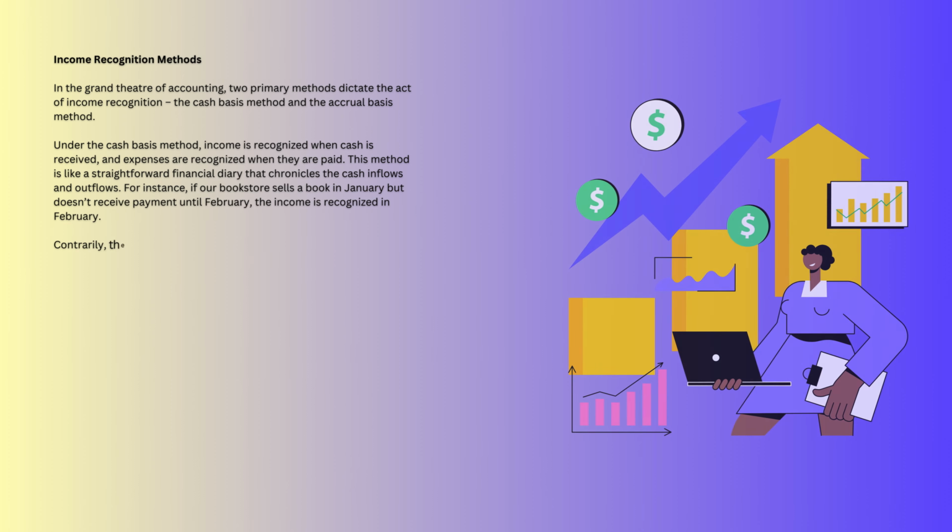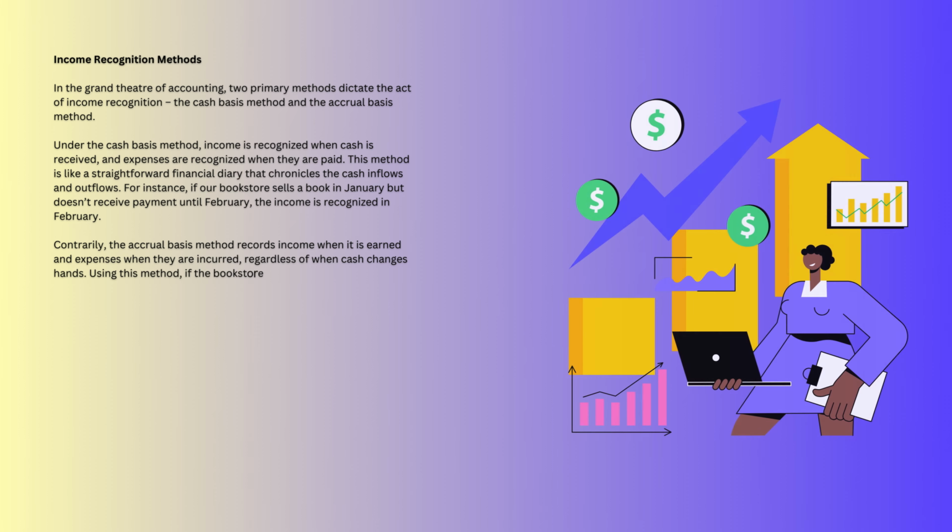the income is recognized in February. Contrarily, the accrual basis method records income when it is earned and expenses when they are incurred, regardless of when cash changes hands. Using this method, if the bookstore sells a book in January and receives payment in February, the income is recognized in January, when the book was sold.